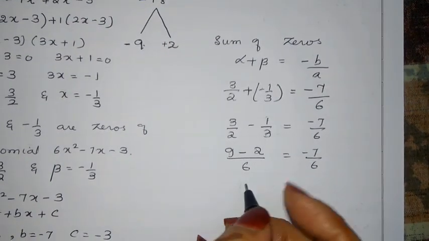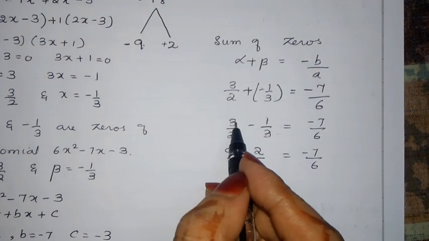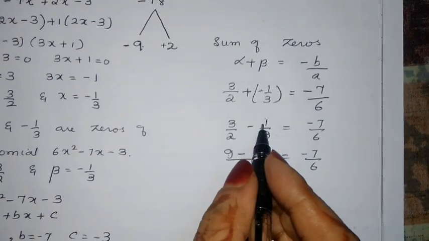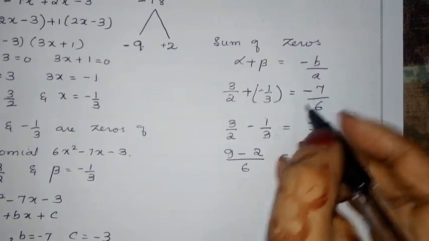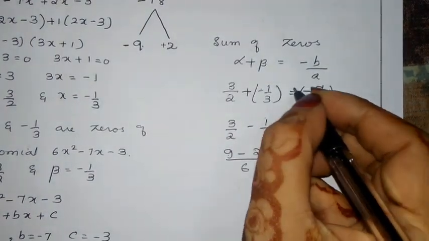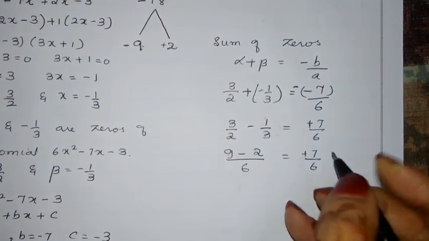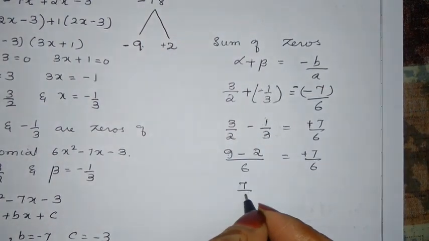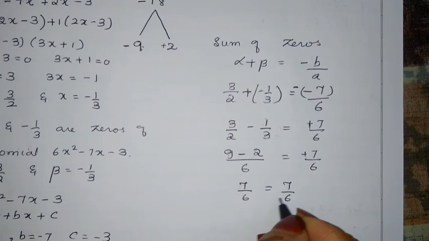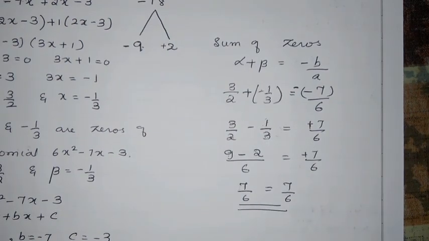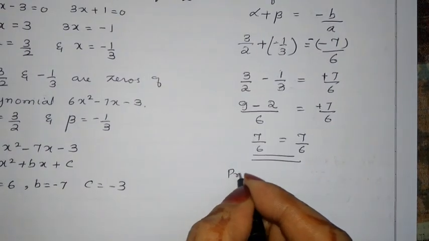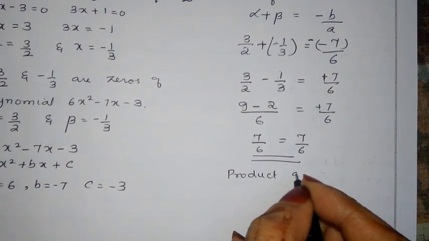9 minus 2, 3 3s are 9, 2 1s are 2. Minus of minus, b value is minus, right? Minus of minus is plus. So 9 minus 2 is 7 by 6. So 7 by 6. It is verified. Let us see the product of zeros.